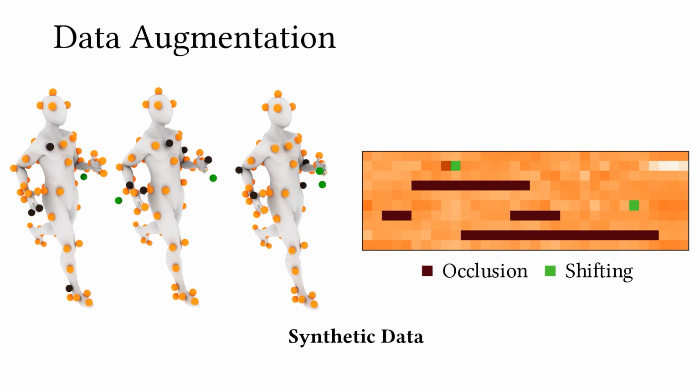We augment the dataset by generating synthetic data with distribution close to the real data. We randomly add occlusion gaps to the clean data based on real occlusion probabilities and occlusion gap distributions. We also add shifts to simulate outliers.